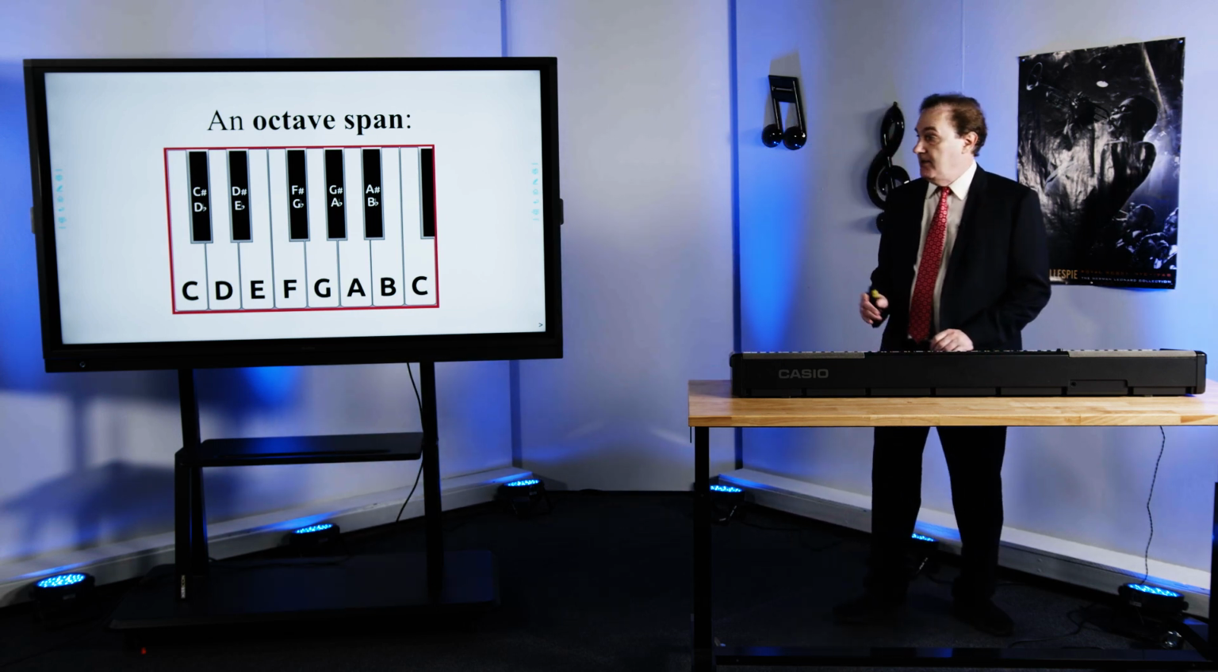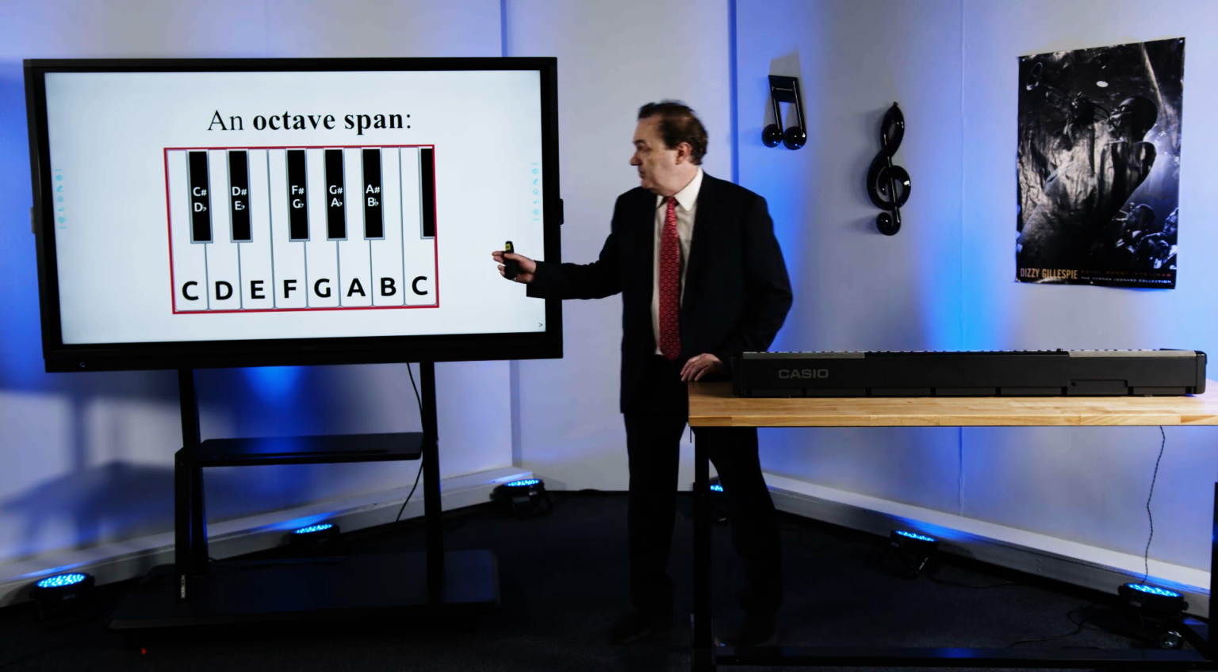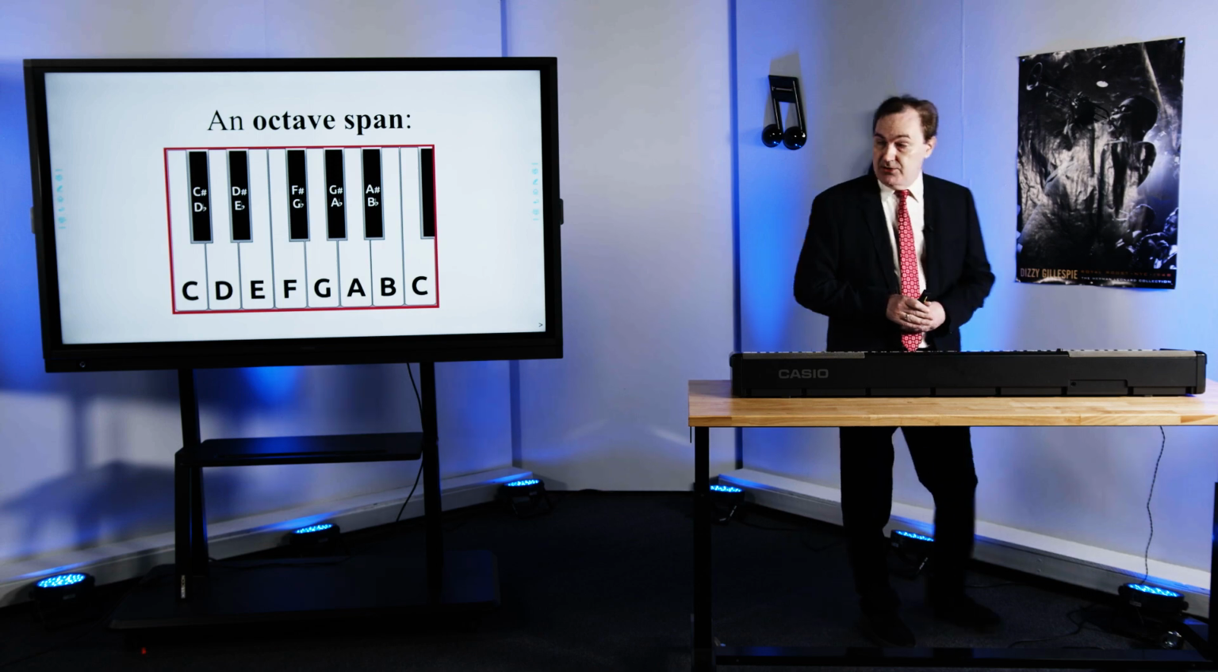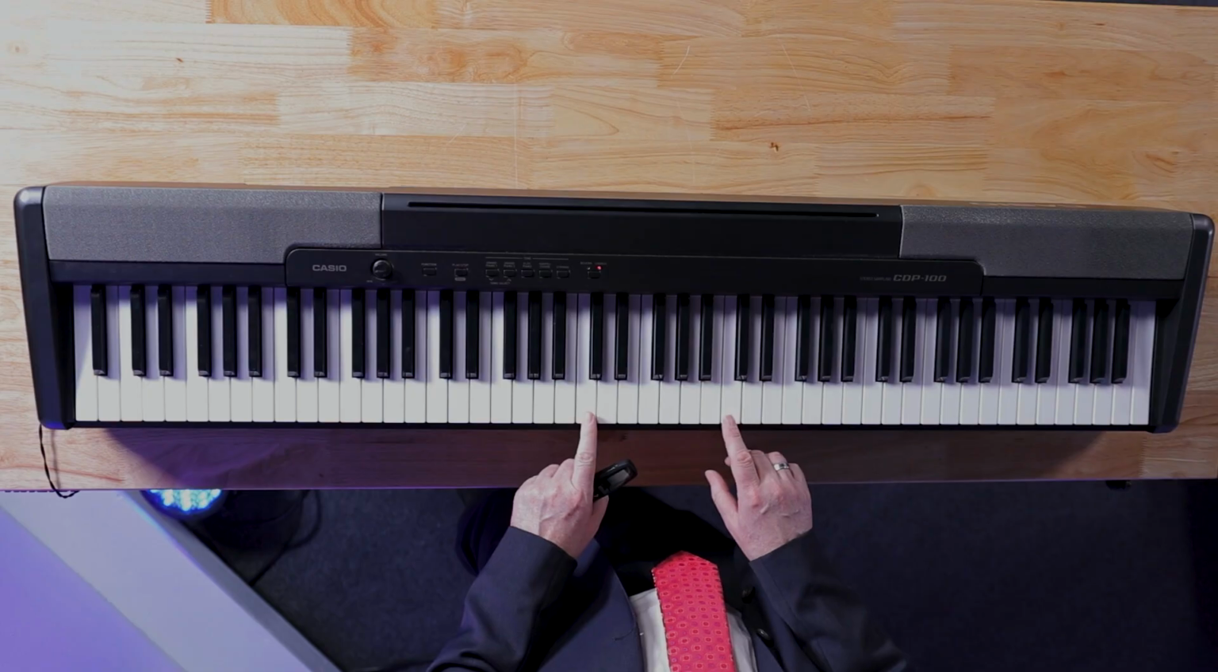And you'll see that an octave span encompasses a note from each of the 12 note families. So you see it on the screen there. Let me play it here. An octave span from one C to the next C.